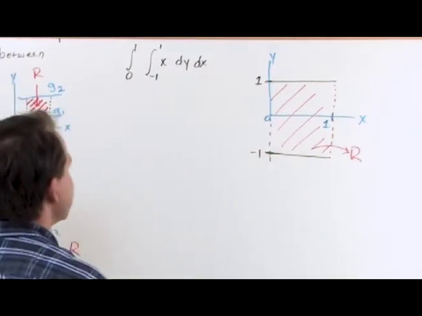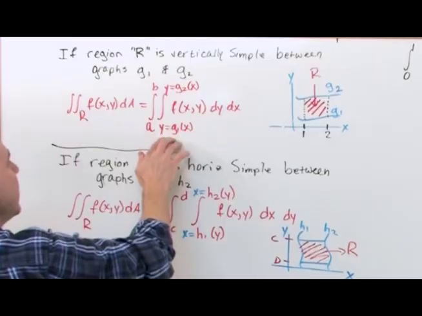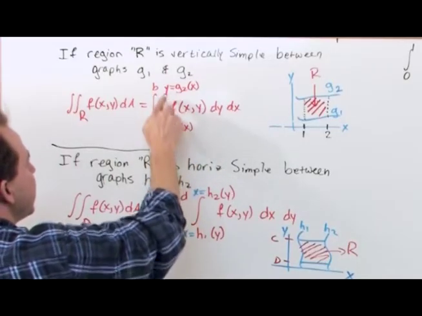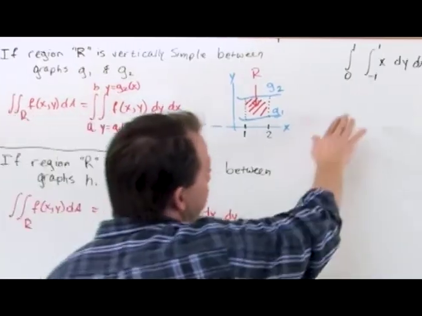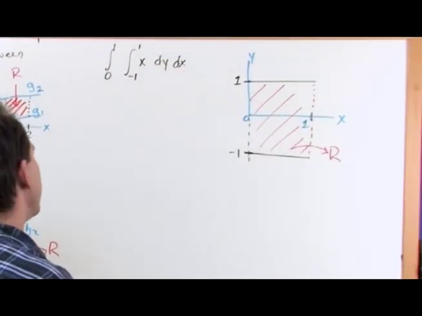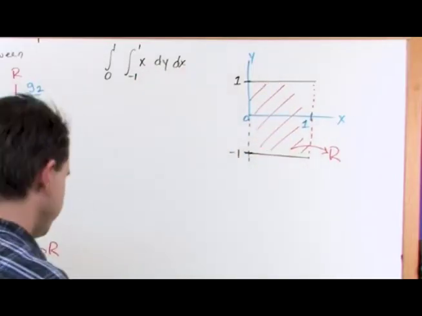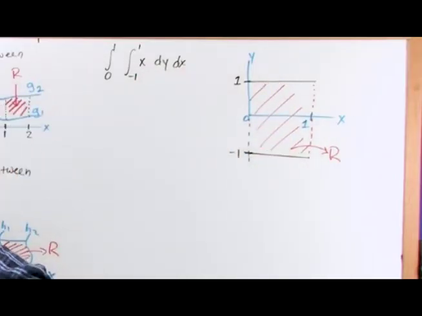So that's why it looks like that. In general, way back over here, we said that y is going to be a function of x up to another function of x. And yes, it is a function of x. It just happens to be a constant. Okay? So that's the region R that we're doing here, and we're integrating this function over this region R. So let's go ahead and do it.